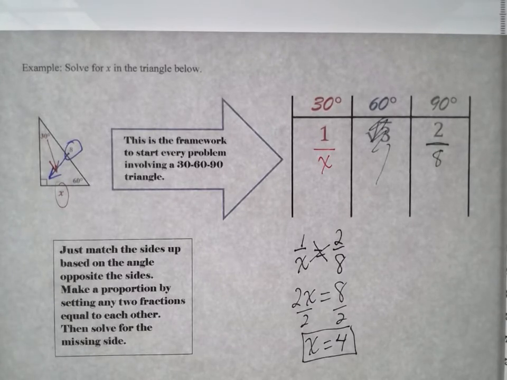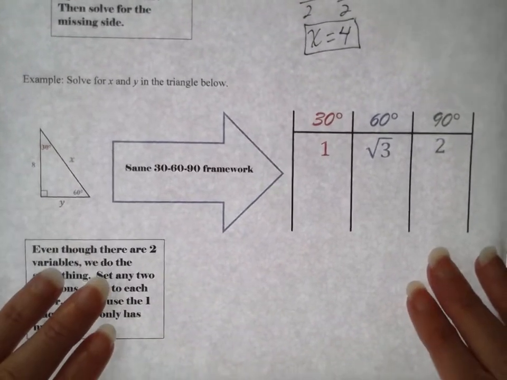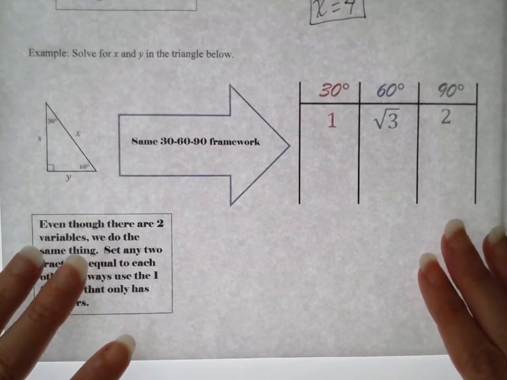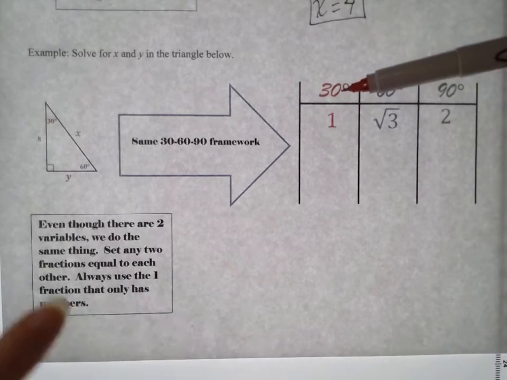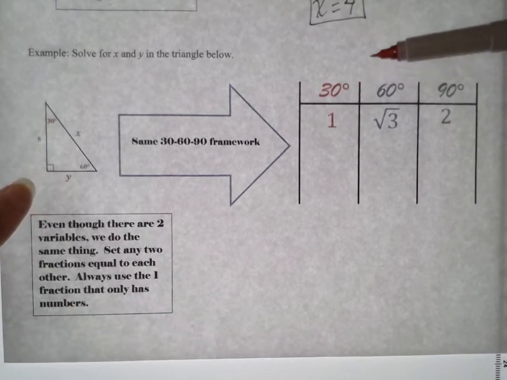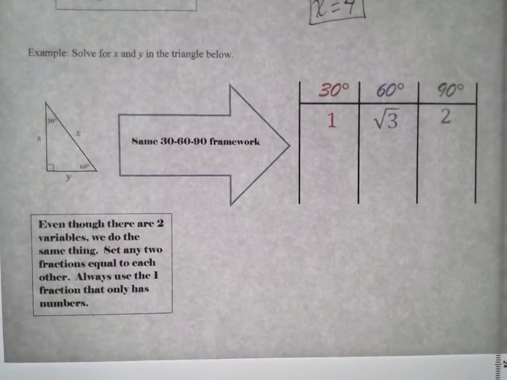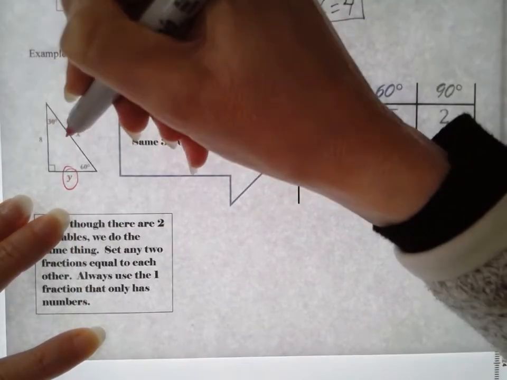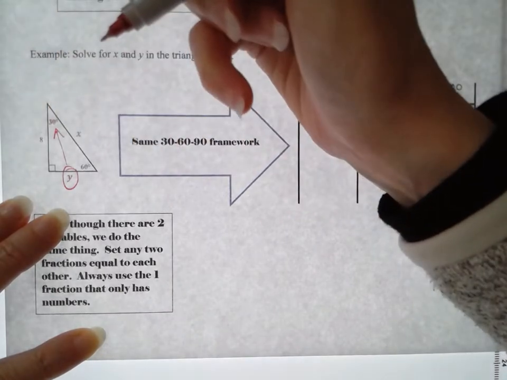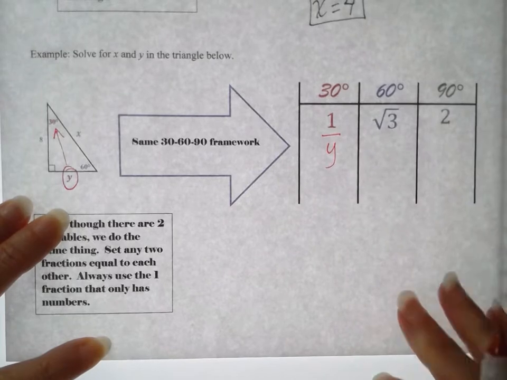So let's try this example here. The difference in this one is that we now have an x and a y. When we look at this one, we have our framework that we start with. Again, we know it's a 30, 60, 90 triangle, so we start with the 1, square root of 3, 2. We just put our information in. The y right here is across from the 30. That means wherever I find the 30, I'm going to make a fraction with that number underneath of it. Again, that should be the smallest side.